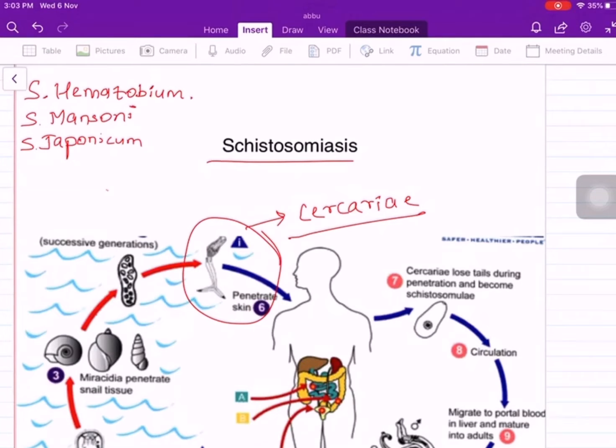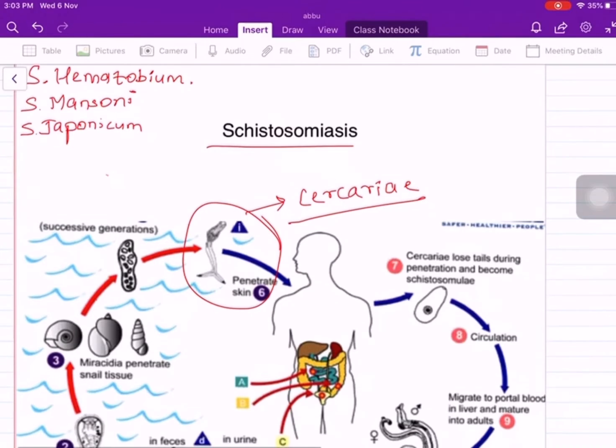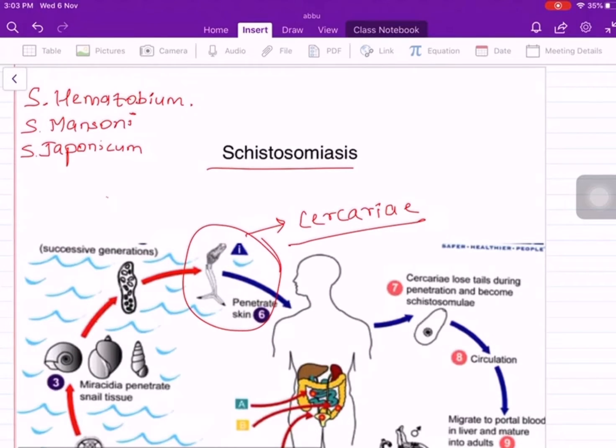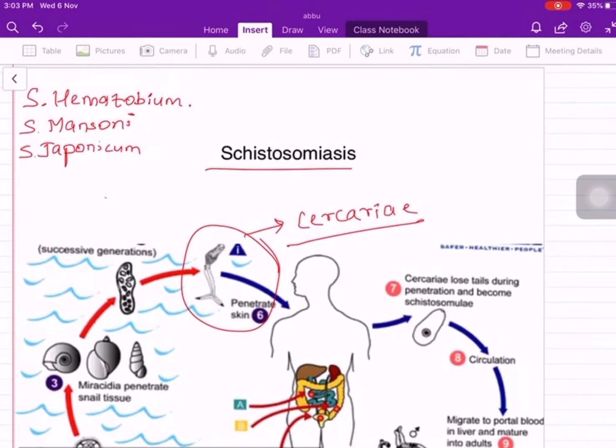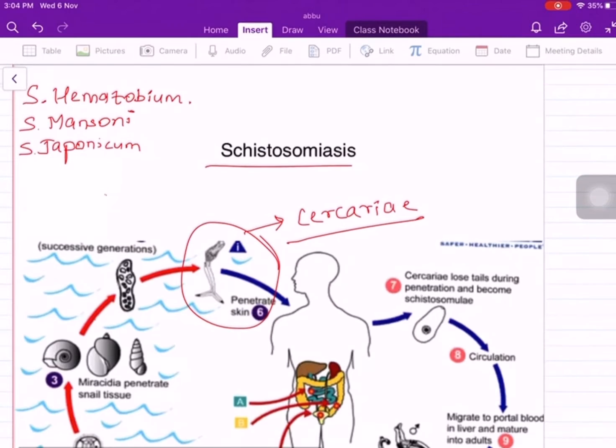Hey guys, we'll be discussing a few important life cycles of parasites, which are important for the examinations. Here we'll be discussing the infective and diagnostic forms of the parasites. Starting with schistosomiasis, we know that schistosomiasis is an infection caused by trematodes. The three main important ones are Schistosoma haematobium, Schistosoma mansoni, and Schistosoma japonicum.